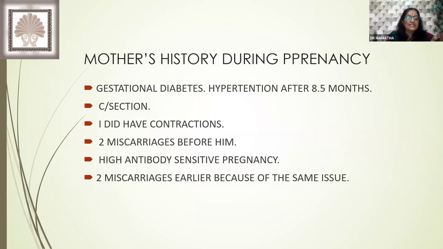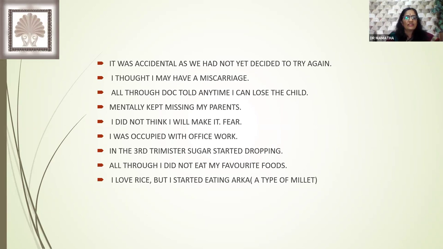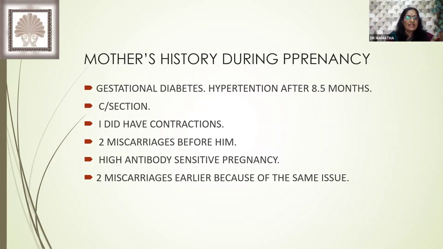I had 2 miscarriages before him. This pregnancy was also a high antibody sensitive pregnancy. The earlier 2 miscarriages were also because of the same issue. The mother's body producing antibodies to the RBCs of the child. So this is what is a high antibody sensitive pregnancy.